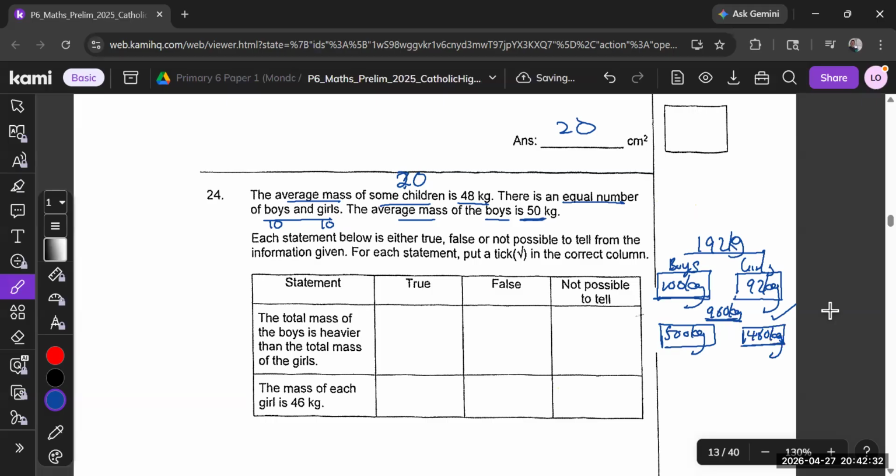So is the total mass of the boys still heavier than the total mass of the girls? Yes. So you give a small example, give a big example, and if they both give you the same answer, then it must be true.